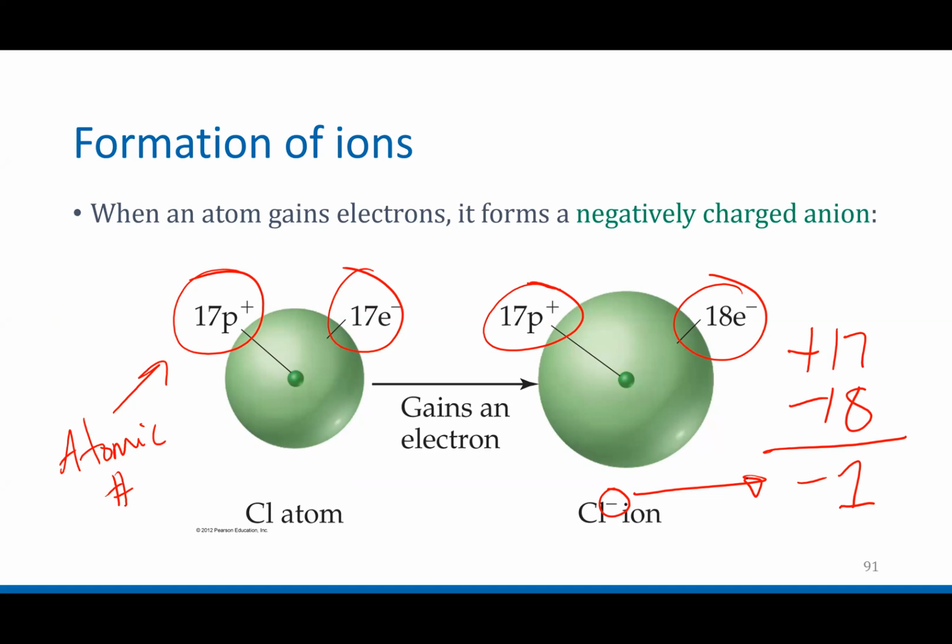This has a special name. It's called the chloride ion. We'll talk about that later. But any negatively charged ions, we call them anions.